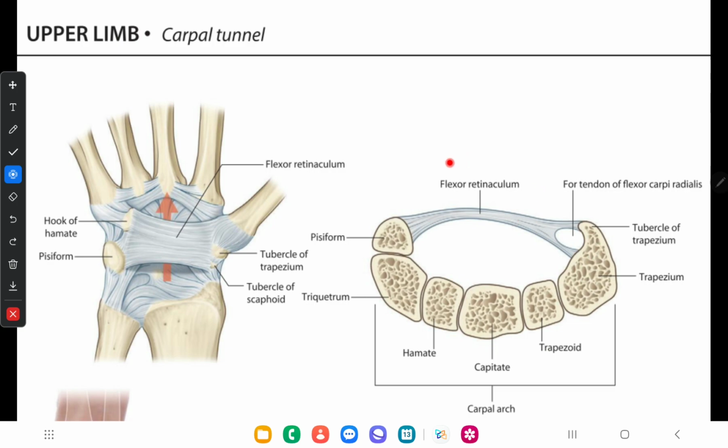What is this fibrous sheath? It is called the flexor retinaculum. Here it is called the flexor retinaculum. This flexor retinaculum is attached to four carpal bones, as you can see in this picture.